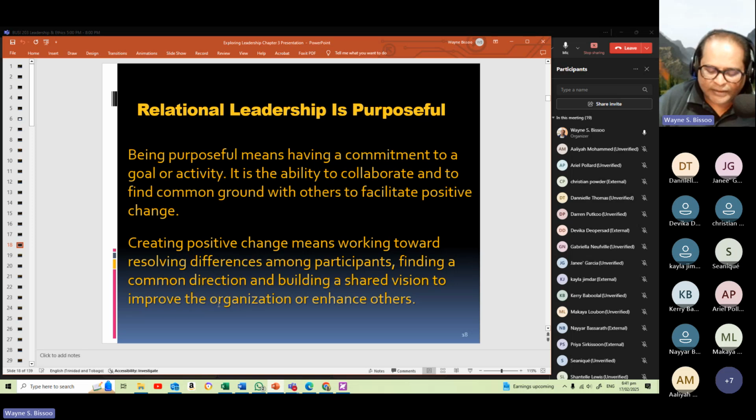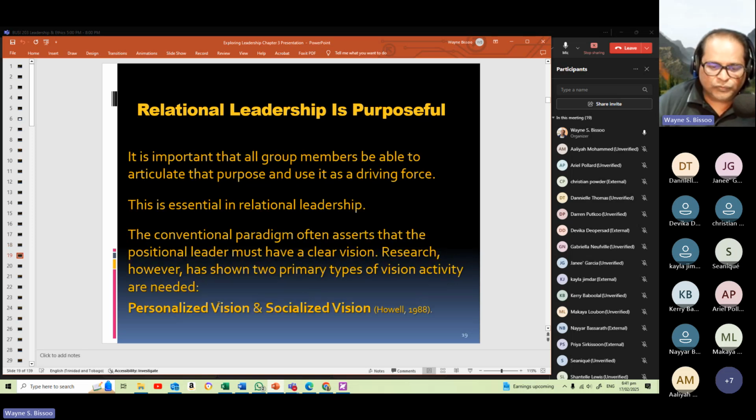The best way to do that actually has to do with creating what is called a socialized vision as opposed to a personalized vision. A personalized vision is a situation where I come with an idea and I try to sell you on that idea, and you have no say in the vision because it's only something I see.